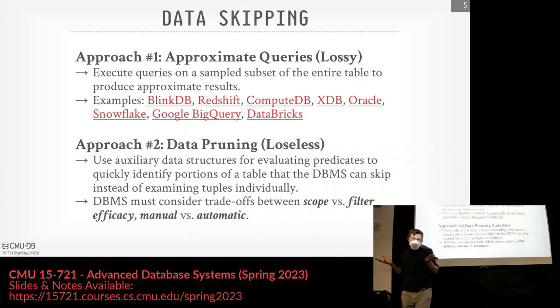But in many application domains, you don't actually need the exact answer. Do I really care about knowing the exact number of visitors to my website, to the exact person, 999,000, whatever? Or can I get something that's close enough, and that's enough for my application? So this technique, again, is called approximate queries.